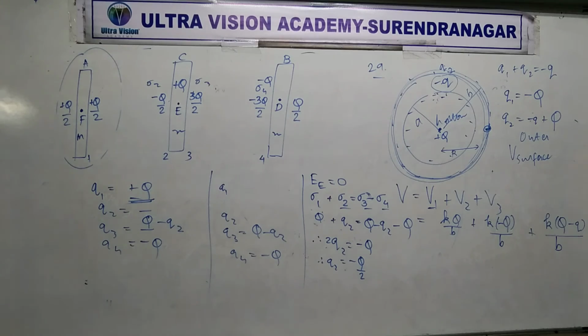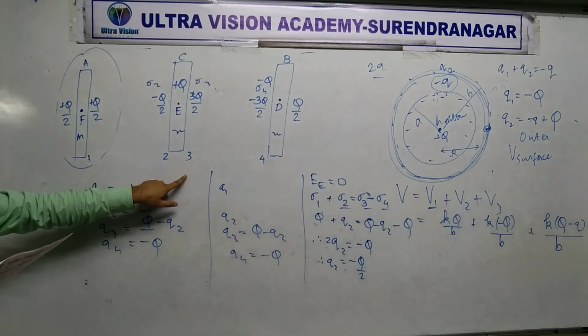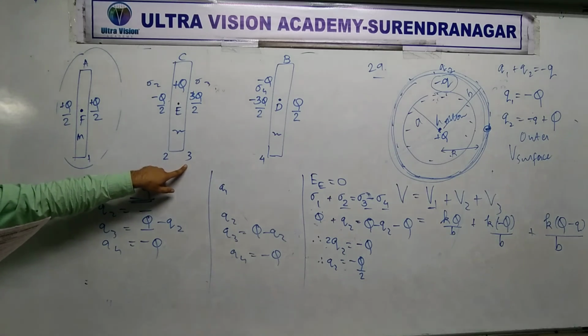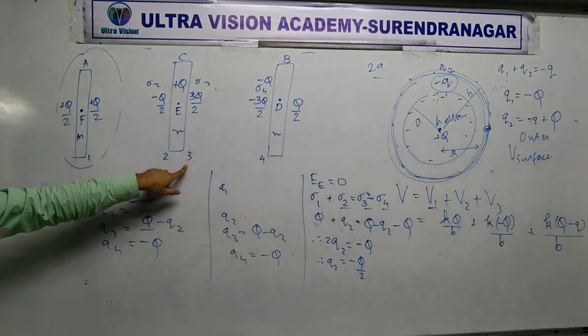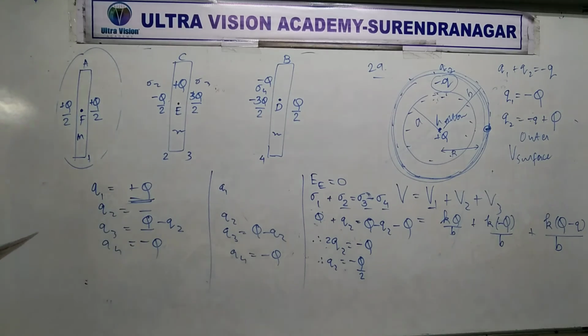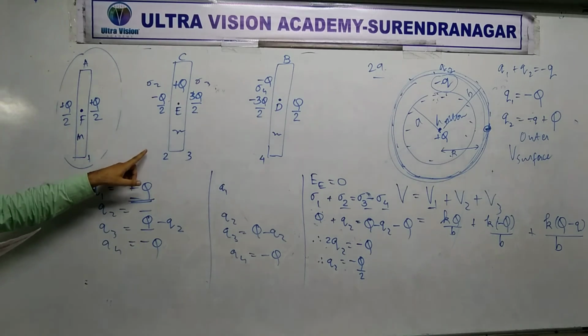Right? Now deciding from all this, what happens? A. Surface 1 and 2 have equal and opposite charge. Yes. Yes or no? Yes. B. Surface 3 and 4 have equal and opposite charge. Yes. C. The charge on surface 3 will be greater than Q. Yes. D. The potential difference between A and C will be equal to the potential difference between C and B.